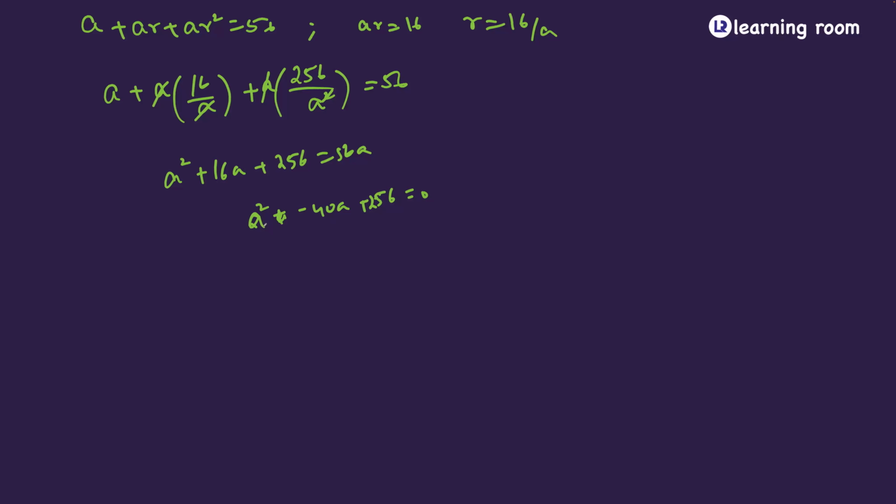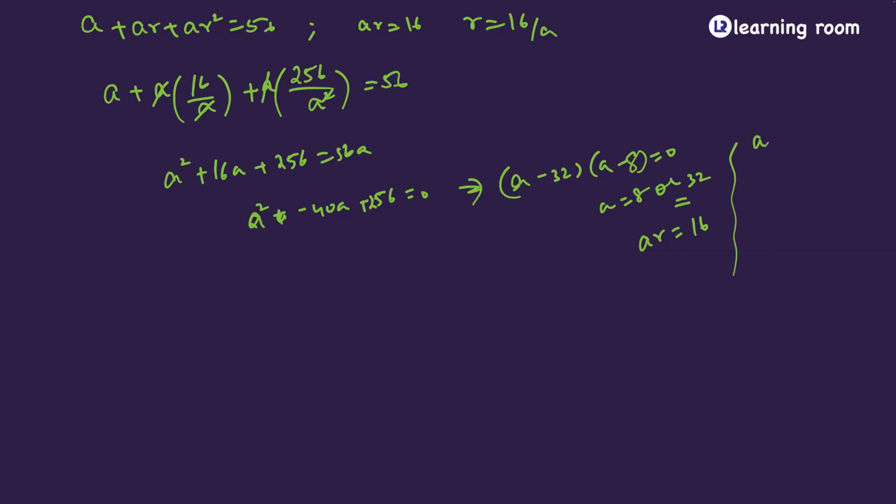(16) and 9 are. That's 144. See, 256 should be split in such a way that you have... So what are the numbers you told? 8, 16 and 32 and 8 should work. Right. So this implies (A minus 32) into (A minus 8) should be equal to 0. So A is equal to 8 or 32. Okay. But we know this AR is equal to 16.